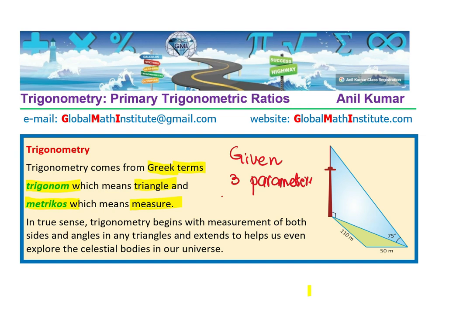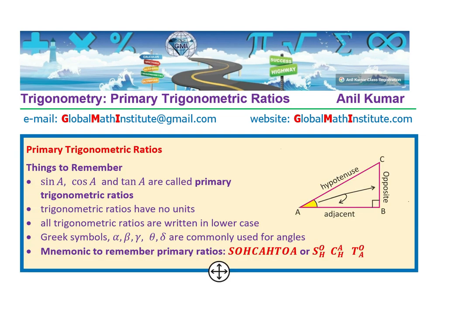Great. So let's move on and see how we can remember them and how we can summarize what we have just done. What we just saw is that there are three primary trigonometric ratios, which are sine, cosine, and tangent.